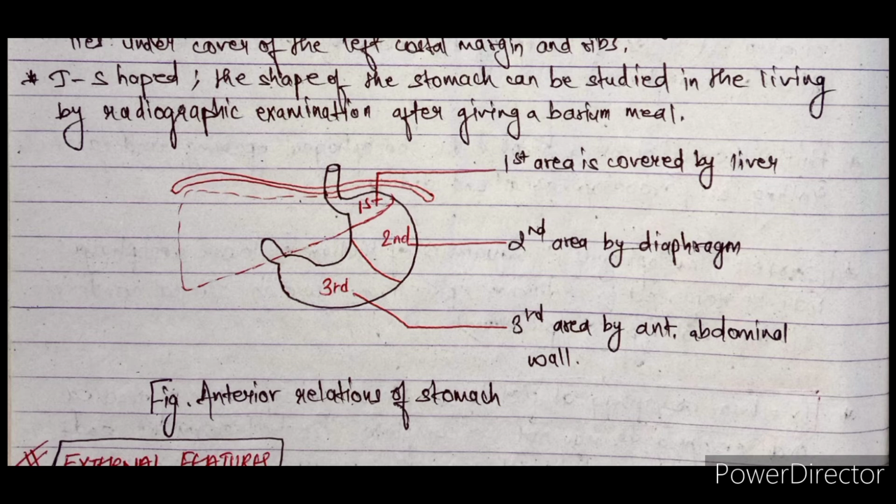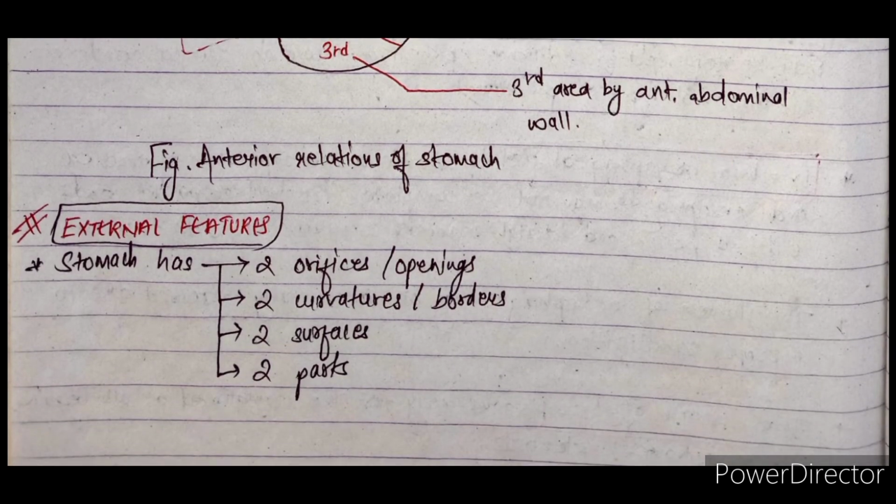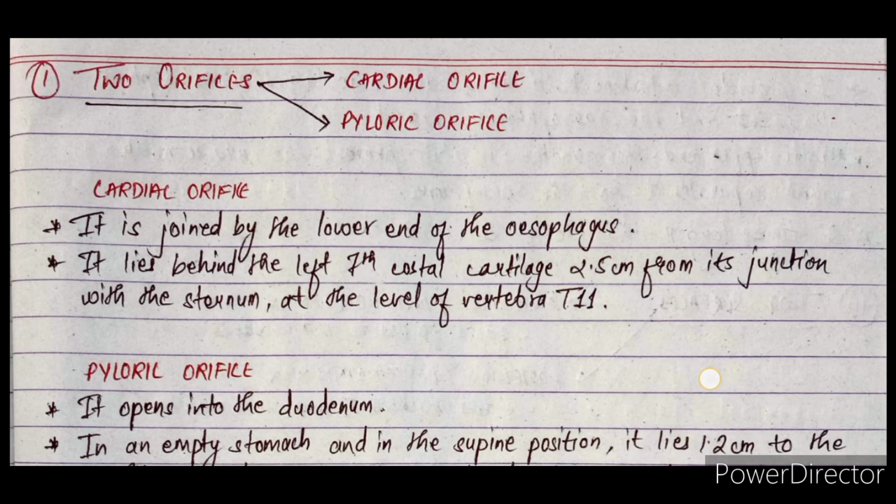So here in the figure we can see the anterior relations of the stomach. So the first area of stomach is covered by liver, second area by diaphragm and third area by anterior abdominal wall. So now let's come to the external features of the stomach. The stomach has two orifices or openings, two curvatures or borders, two surfaces and two parts. Now we will study about the external features of stomach in detail.